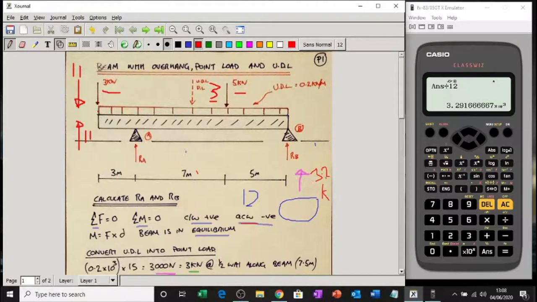So now I know 3.3, a quick way you can do it is take 11 take away 3.3, and that will give me that, because RA plus RB has got to equal 11. But the problem with doing it that way is, if this 3.3 is incorrect, then so is this bit. So what I'm going to do is take moments about point B just to work this out. And then hopefully I'll add RA and RB up and I should get 11.